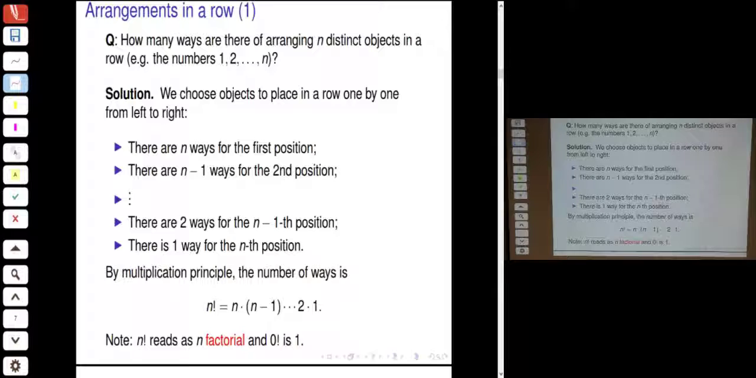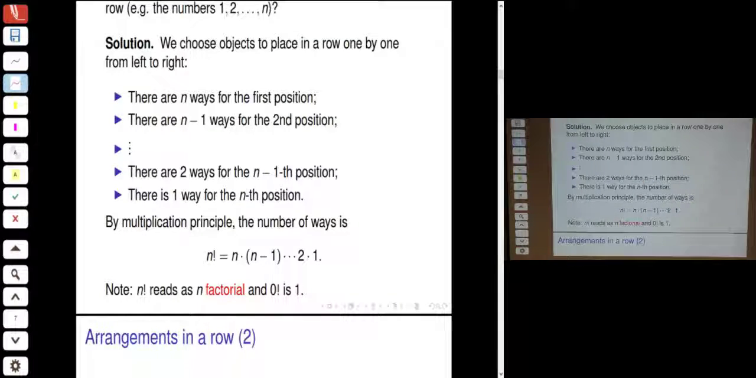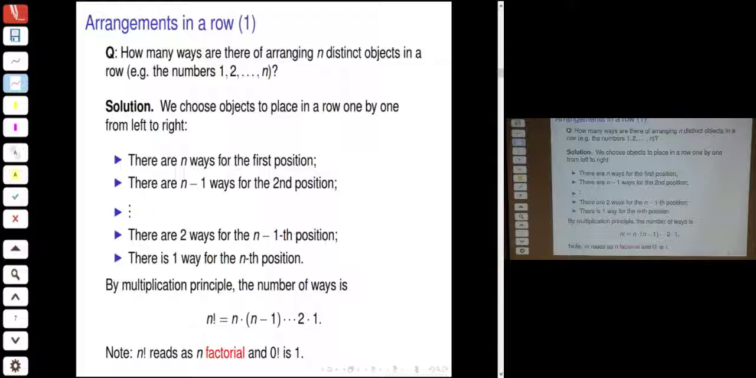So arrangements in a row. Now we are going to count the number of ways to arrange a certain number of objects in a row. So this is another counting problem, but you will see that these techniques build on each other. So you start with this basic hats and coats problem. So you understand how to multiply the number of ways of doing some things and break it down into several steps and obtain the total number by multiplying the number of ways of doing these various steps.